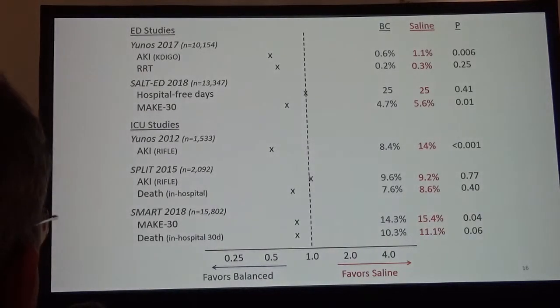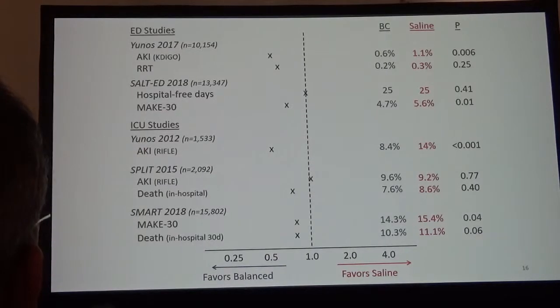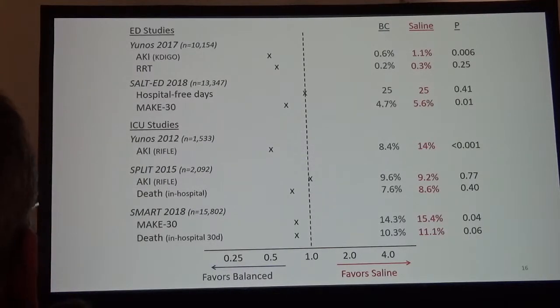This is consistent, I think, with the literature. So these are the ANZICS studies, largely, that was mentioned in the last presentation. These are the UNOS studies, and the SPLIT trial you'll see intermixed here with the SALT-ED and the SMART trials, which I just presented.